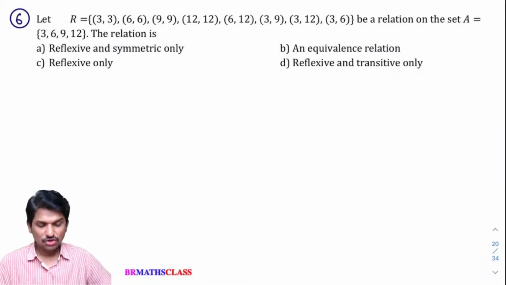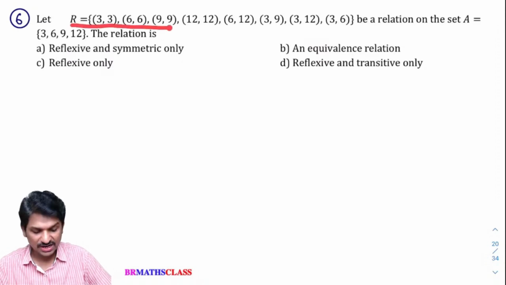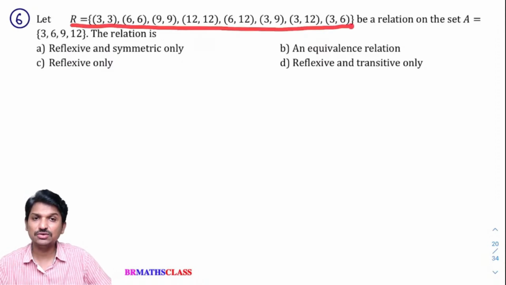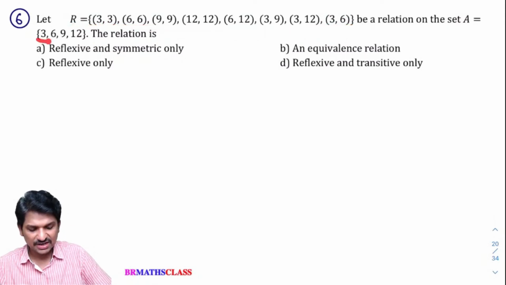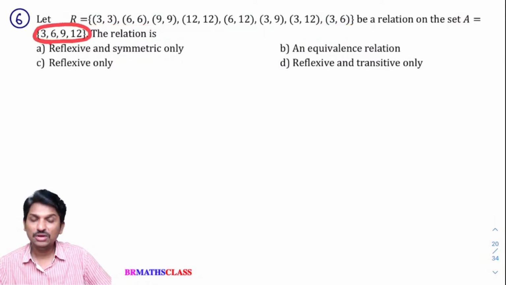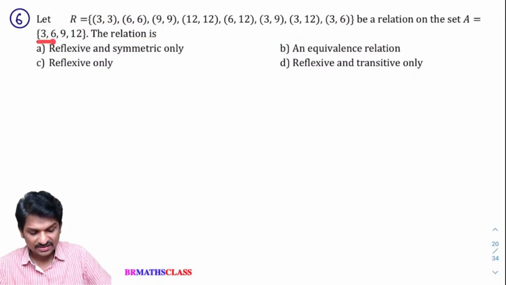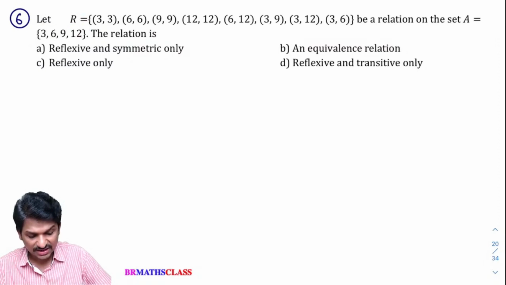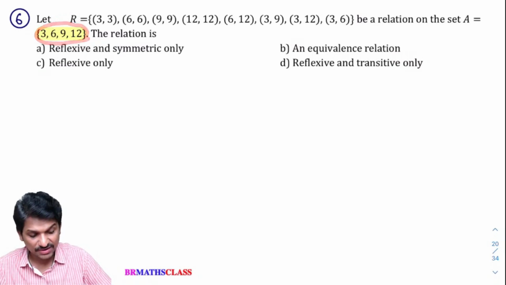Okay. Observe question number 6, what they are asking in this question. They have given one relation, which seems to be a little lengthy. This is the relation on set A. Set A is given here: 3, 6, 9, 12. Now, the relation is what? Reflexive, symmetric, transitive, those types of things are there in this. As this set A contains 3, 6, 9, 12, the pairs 3, 3, 6, 6, 9, 9, 12, 12 must be present in the given relation. We will check for those things.